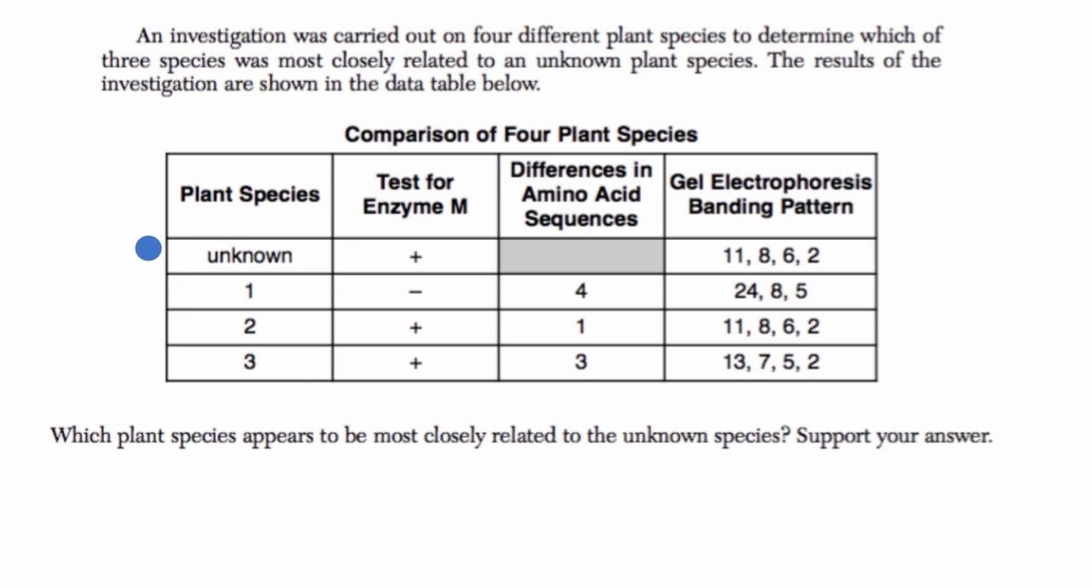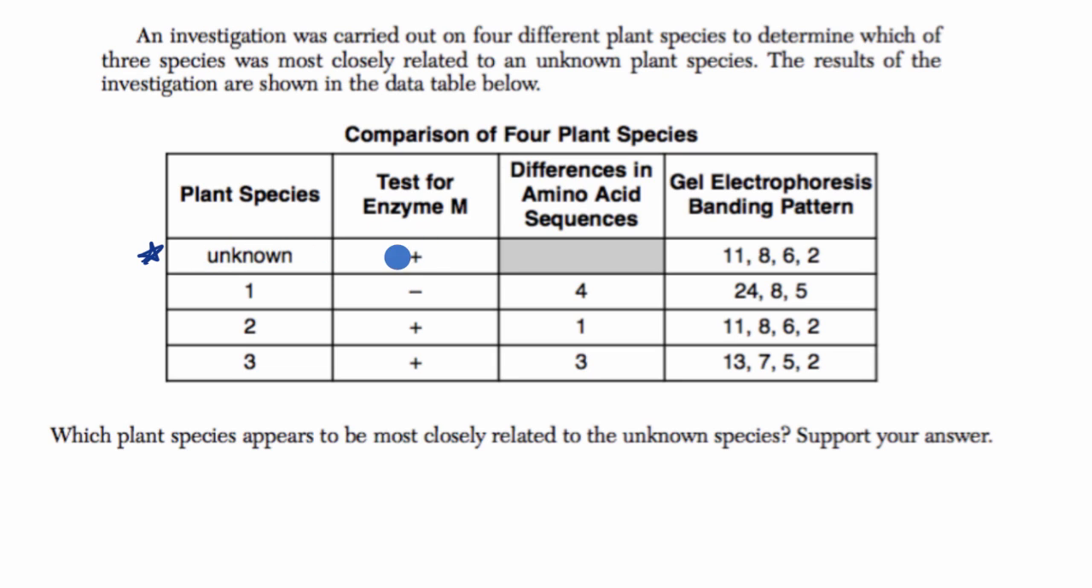All right, so here in this data, the first row is for our unknown species. We know that it tests positive for enzyme M. This is blanked out because this says how many differences in amino acid sequences there are between the species in that row and the unknown species. And of course, the unknown species would have 0 differences because it is itself. And then this is the gel electrophoresis banding pattern. So what we want to do is look for as many similarities as possible to our unknown plant species.